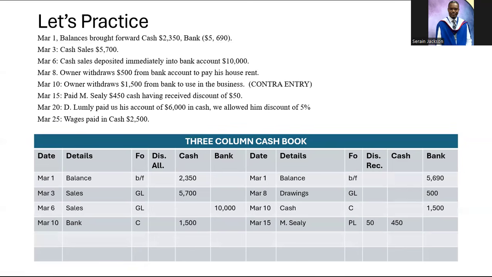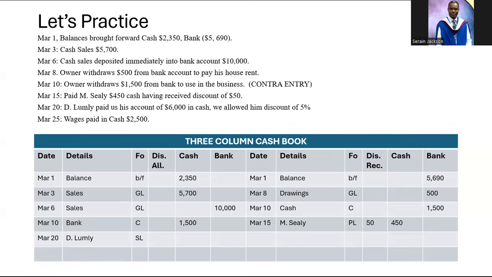Moving on, March 20, D. Lumley paid us. Once you see paid us, money is coming in, we are going to record the information on the debit side. So March 20, D. Lumley, and D. Lumley would have been a debtor to us. That is why he's paying us. So we will put SL in the folio column. He paid us his account of $6,000. So he owed us $6,000.